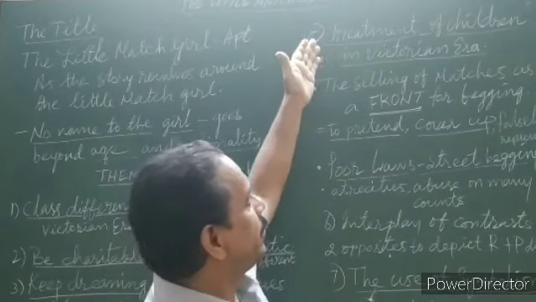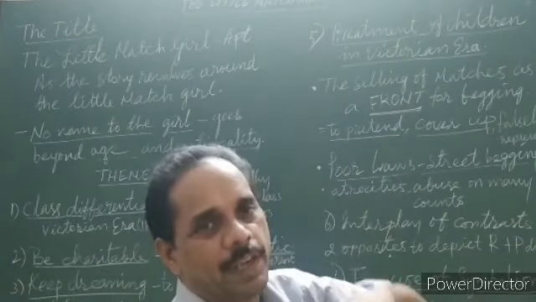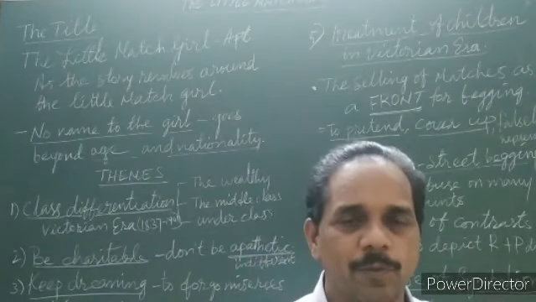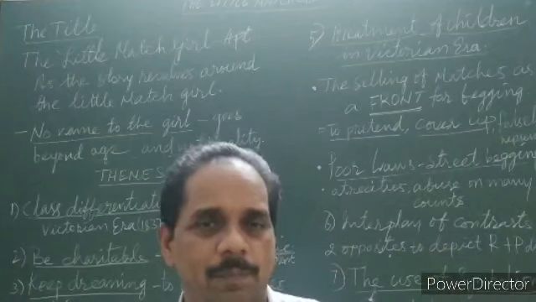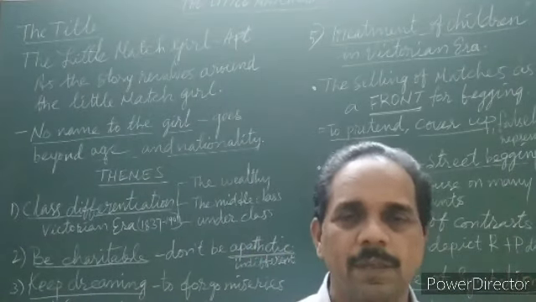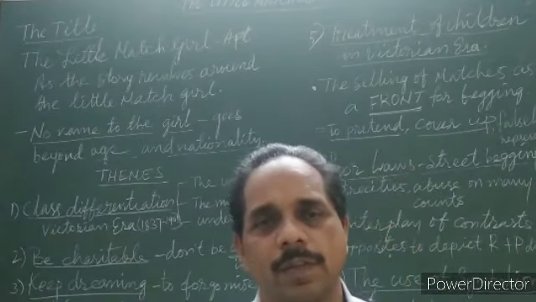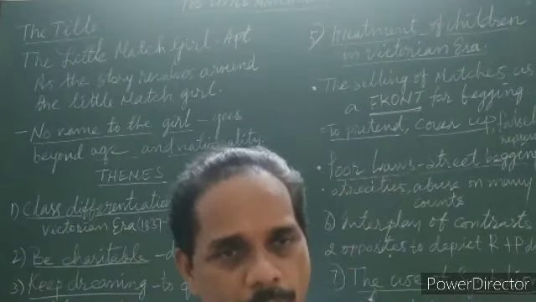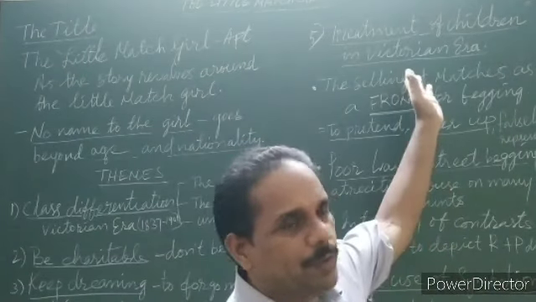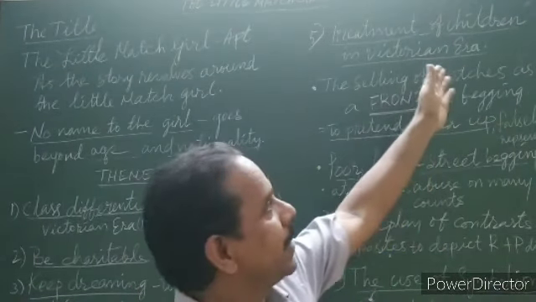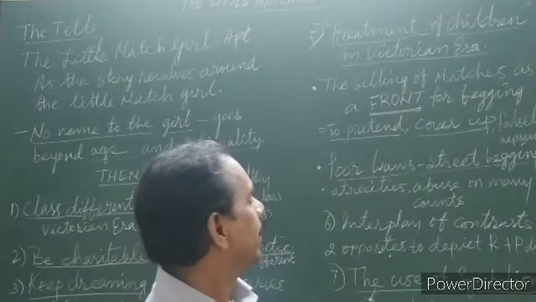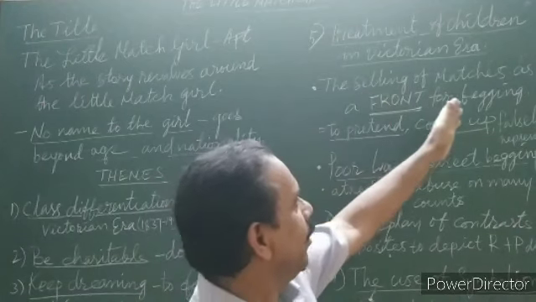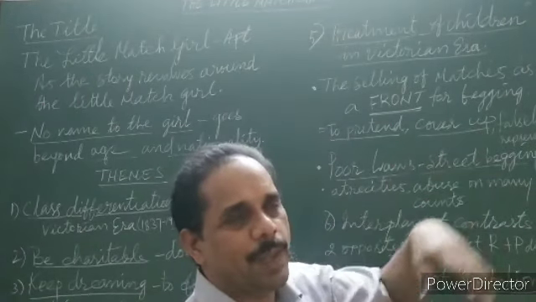And the fifth theme is treatment of children in the Victorian era. This is one of the main themes actually. If you do not understand this theme, you will not follow the classes. And to answer your workbook, you will also need an understanding of this treatment of children in the Victorian era. And one main point is the selling of matches as a front for begging.